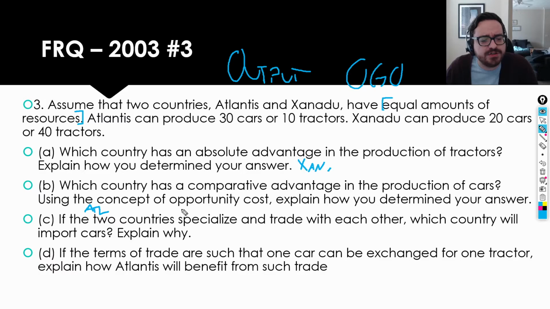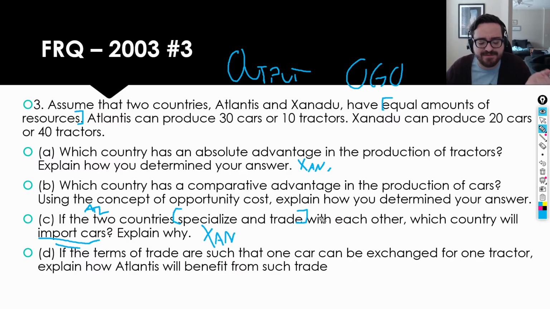C and D, that's today's stuff. If the 2 countries specialize in trade, who will import cars? Explain why. Importing it means that they are bringing it in. So what are they really asking here? They're asking who will import cars. Well, if you specialize in what you have a comparative advantage in, what they're really asking for is who is making the tractors. Because whoever's making the tractors will be trading for cars and therefore importing cars. We already know Atlantis is the one making the cars, therefore Xanadu is the one making the tractors.